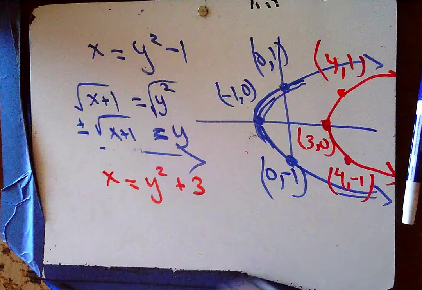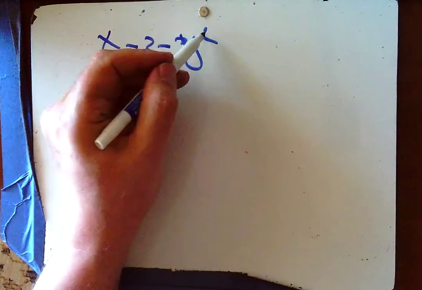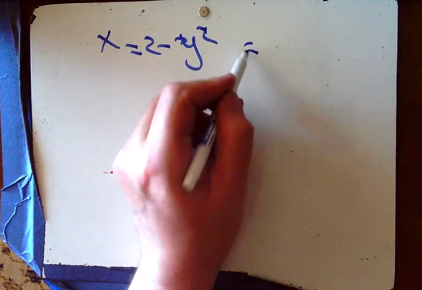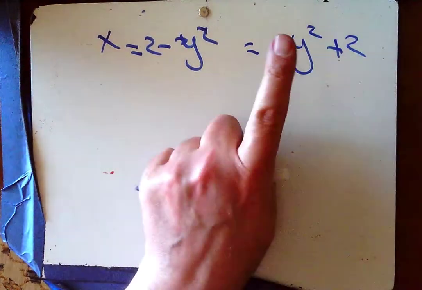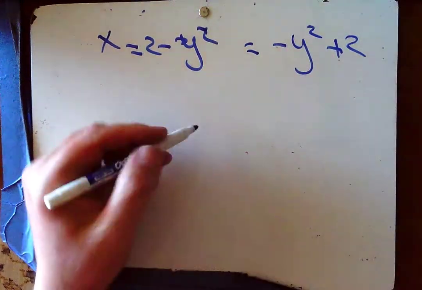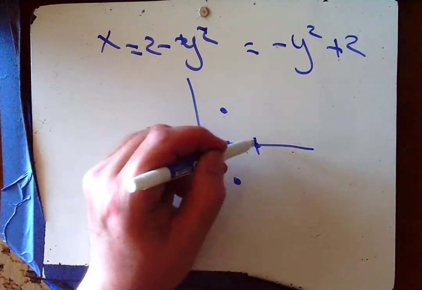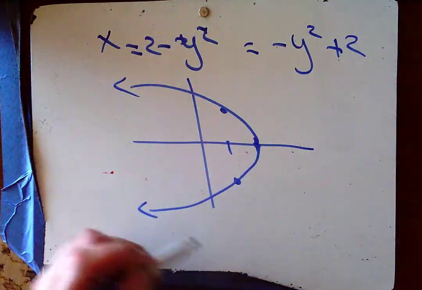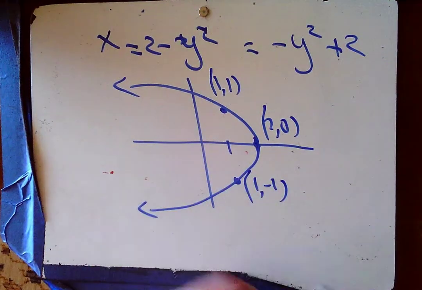All right. Let's do a couple more of these. How about x equals 2 minus y squared? You know, that middle school teacher who was trying to teach you the commutative property of addition would like to know that you recognize that that's the same as this. I'm flipping it upside down, and I'm shifting it up 2 places. So we've got 1, 1, we've got 2, 0, we have 1, negative 1. And there's our graph, right?